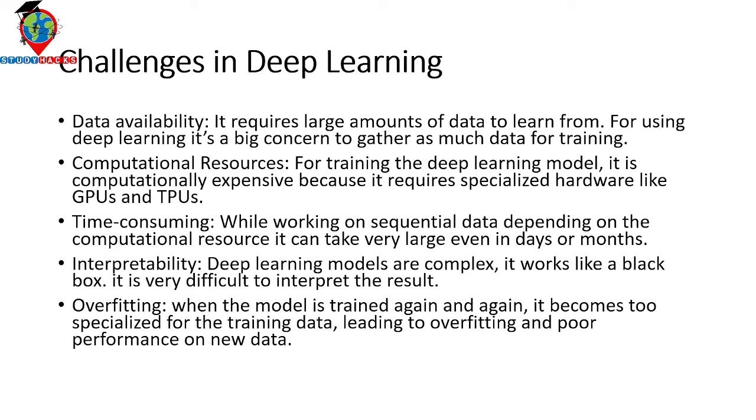And it is time consuming, because while working with sequential data, depending on the computational resources, it can take very long, even days or months. But machine learning works very fast. And interpretability: deep learning models are complex, they work like a black box, and it's very difficult to interpret the result. And also overfitting: when the model is trained again and again, it becomes too specialized for the training data, leading to overfitting and poor performance on new data. So these are other challenges, and how we can overcome these challenges, I will also discuss further.